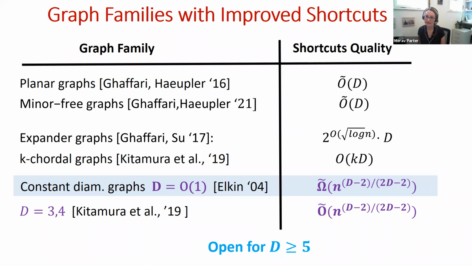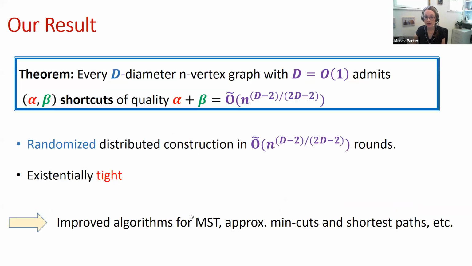And then the graph family that we focus on in this talk is the family of graphs with constant diameter. This is a fascinating family of graphs for which we already know from Elkin that the lower bound is weaker. Okay, we have this lower bound on the quality of the shortcuts. At least implicitly, the lower bound of Elkin works for MST, but it implies a lower bound for shortcuts. But then only very recently, by Kitamura et al., we had a matching upper bound for the diameter values of 3 and 4. Okay, so our main result is in providing alpha beta shortcuts for the graph family of constant diameter graphs that matches the lower bound of Elkin.